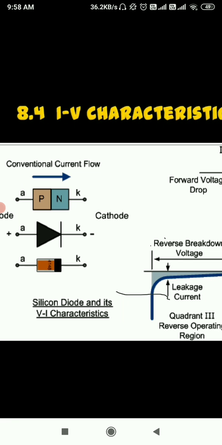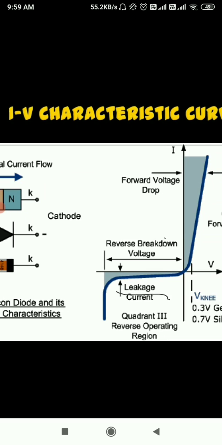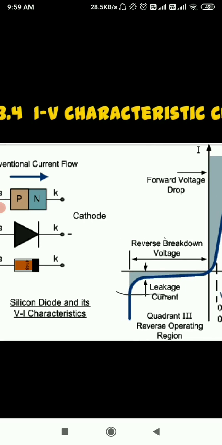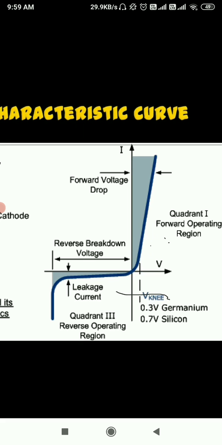And when you give forward biasing, it means you connect the positive terminal of the battery to P and the negative terminal of the battery to the n-type semiconductor, as in the diagram we saw in the last session. We have seen the working principle. So when we give the positive terminal to the p-type semiconductor and the negative terminal to the n-type semiconductor, at the start no current will flow.